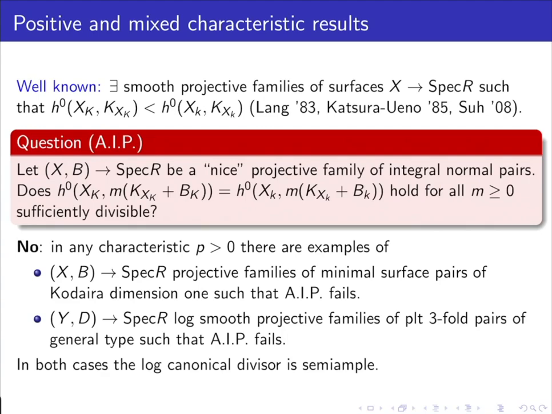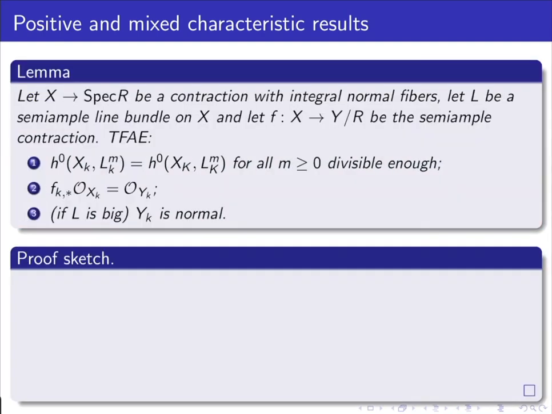All right, so I want to show you how to construct both of these examples. But before I do that, I need to recall this lemma, which is very useful to study extension of sections of semi-ample line bundles. And we're going to be using this throughout. So suppose that you start off with a contraction with normal integral fibers from X to Spec R. So this is a projective morphism with connected fibers. I'm really thinking of it as a family of integral normal varieties. And then we take L to be a semi-ample line bundle on X. If it is a semi-ample line bundle, then it has its associated contraction f from X to Y.